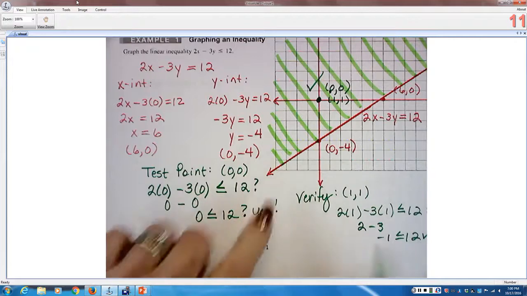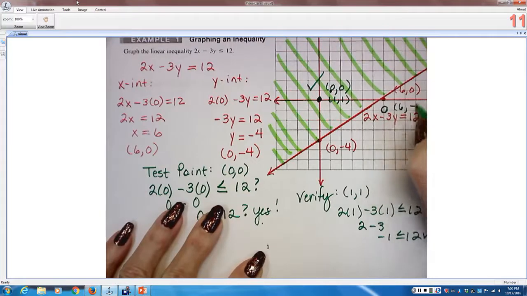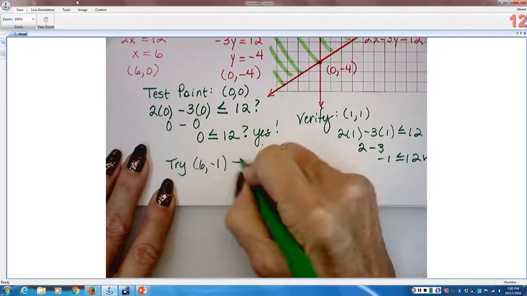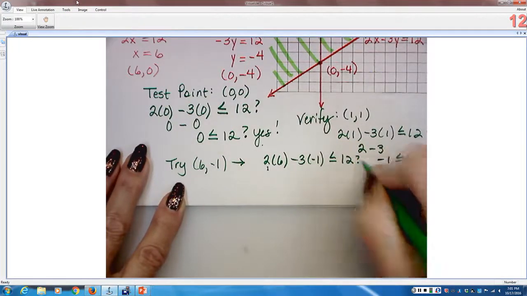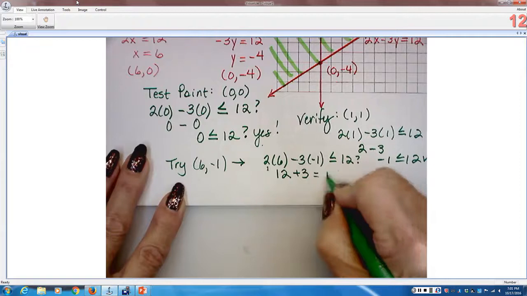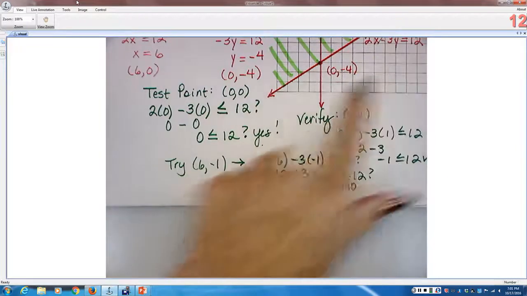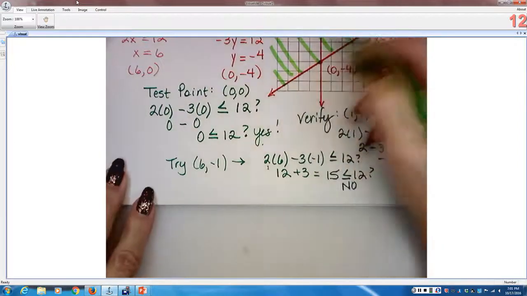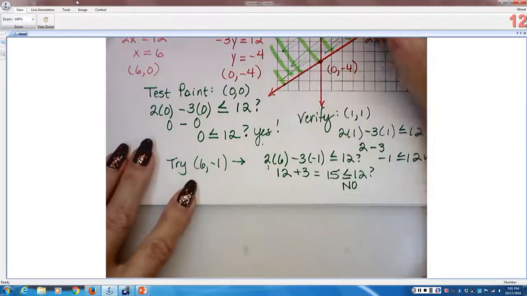But if I were to pick, for example, (6, -1), right there. When we try (6, -1), we're saying 2 times 6 minus 3 times -1 is equal to or less than 12. Well, 2 times 6 is 12. -3 times -1 is +3, which is 15, and 15 is not less than 12. So that one didn't work, and no point on this side of the line will work. So this is our solution. This green area, all of that green area that's on that side of the line, or everything basically above the line, is the solution.